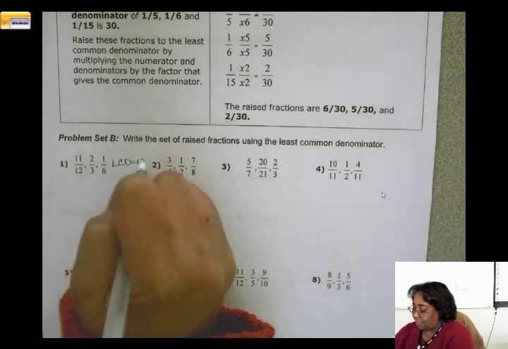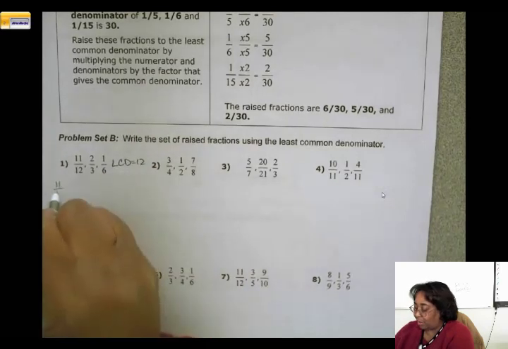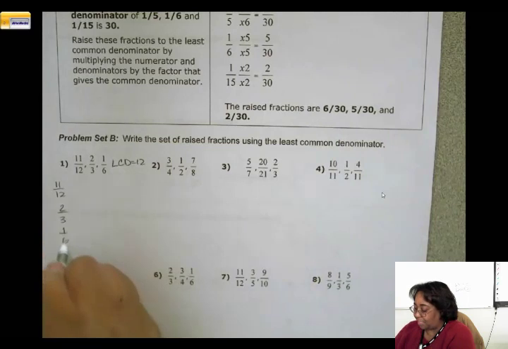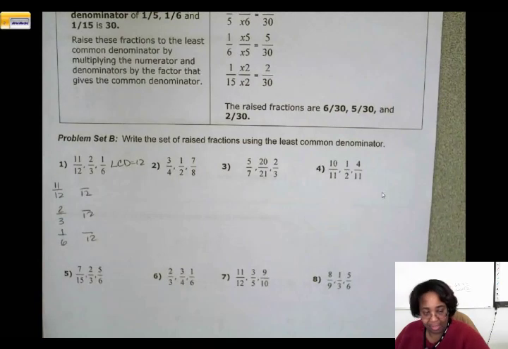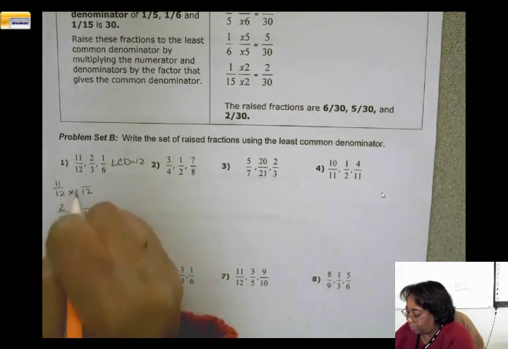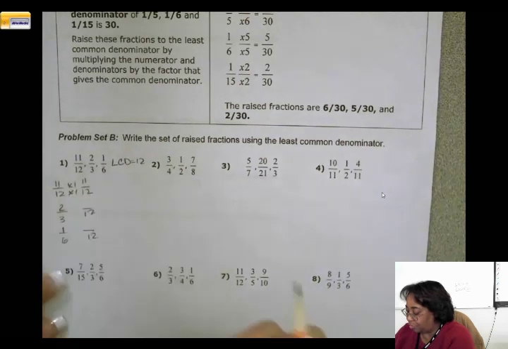Okay? So that means I need to take 11 over 12, 2 over 3, and 1 over 6, and I'm raising all of these to 12 because 12 is my LCD. And so on top here, I'm going to multiply by 1 because I already have 12, which gives me 11 over 12.